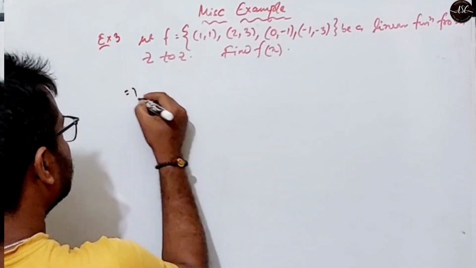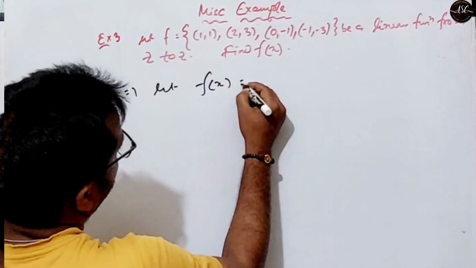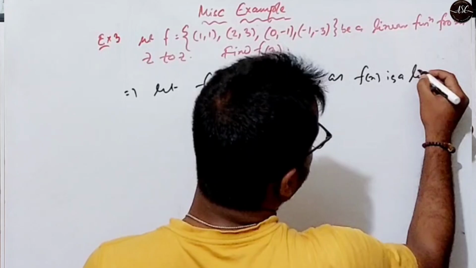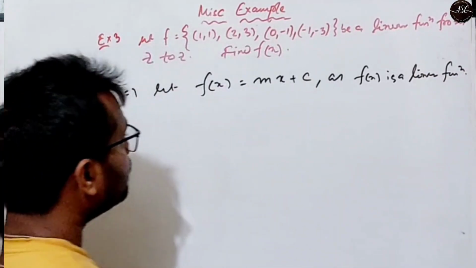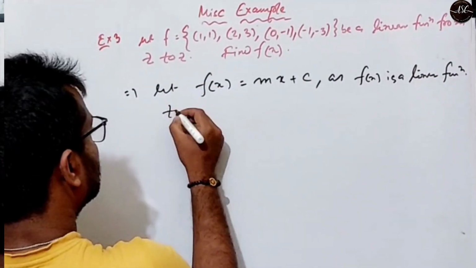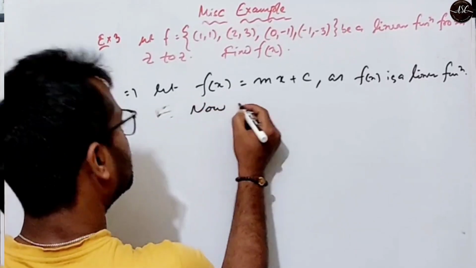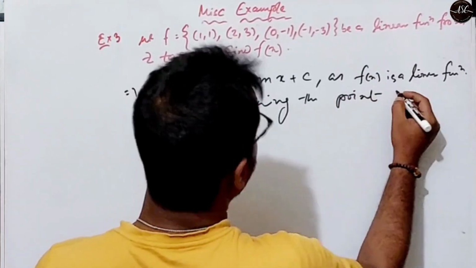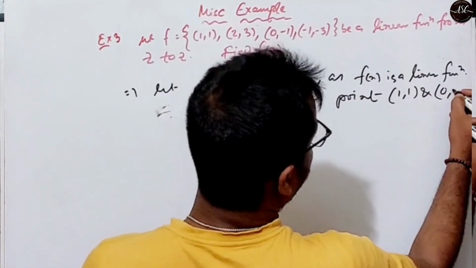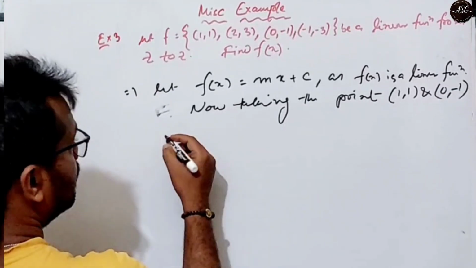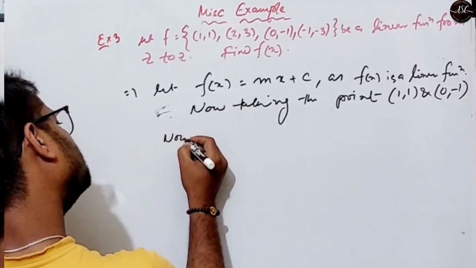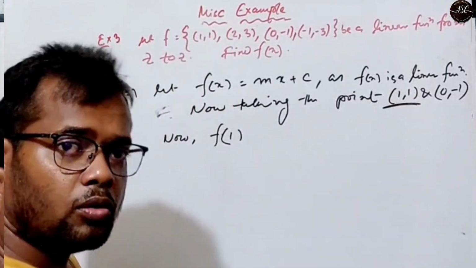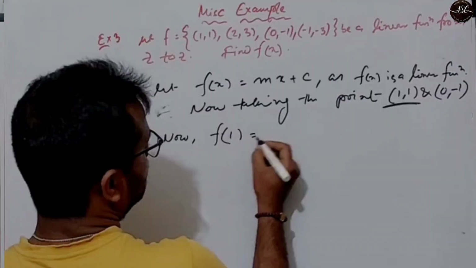So let f(x) equal to mx plus c, as f(x) is a linear function. Now taking the point (1, 1) and (0, -1). First (1, 1), we can take x equal to 1, y equal to 1.